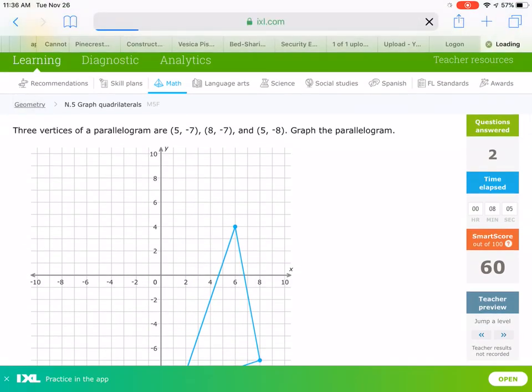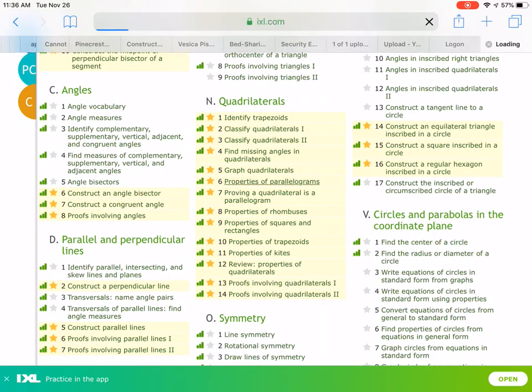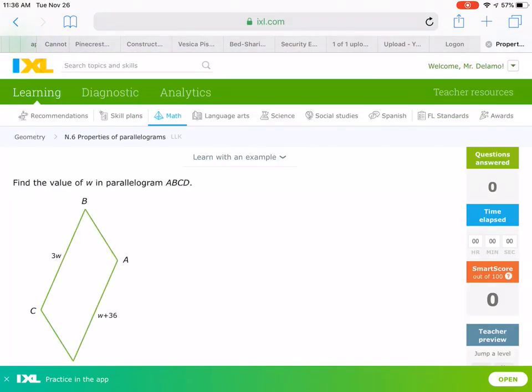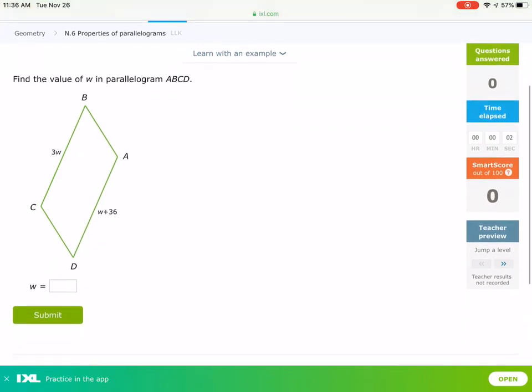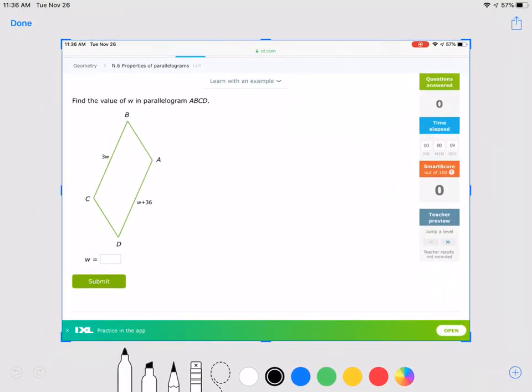Let's do N6. Properties of parallelograms. Okay. So, one of the properties of parallelograms is that opposite sides are congruent. So, that means that the side labeled 3W has to be equal in length to the side labeled W plus 36. And they're asking for the value of W.